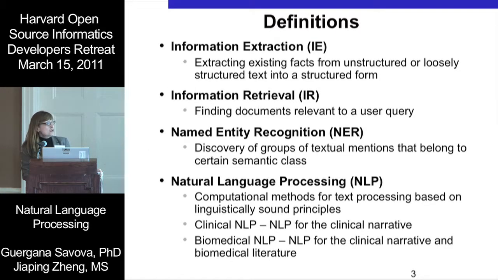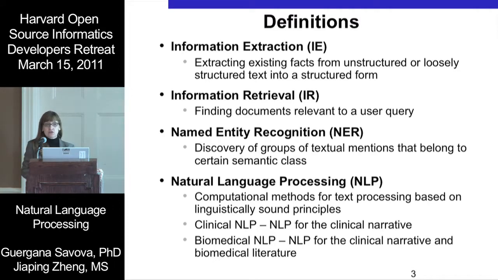So just a few definitions to ground us. First, what's information extraction? You have this very loose text, and you want to convert that text to some structured form that you can manipulate. So this is what information extraction is. Information retrieval, on the other hand, is finding the documents that are relevant to your query. So this is the paradigm that Google functions on.